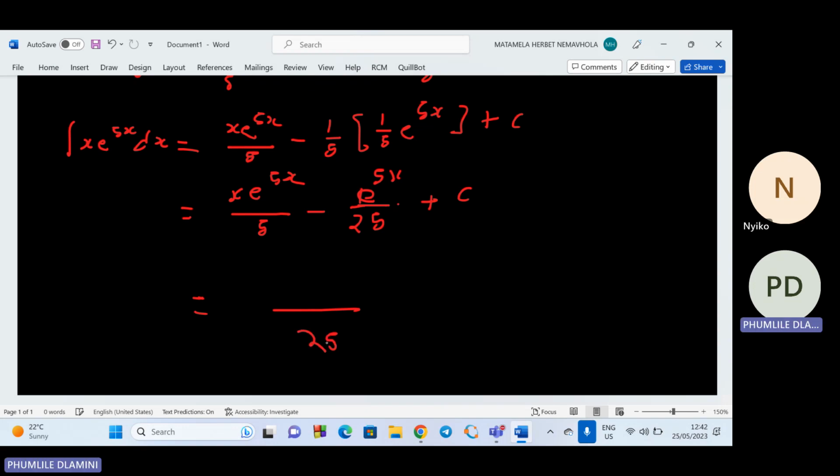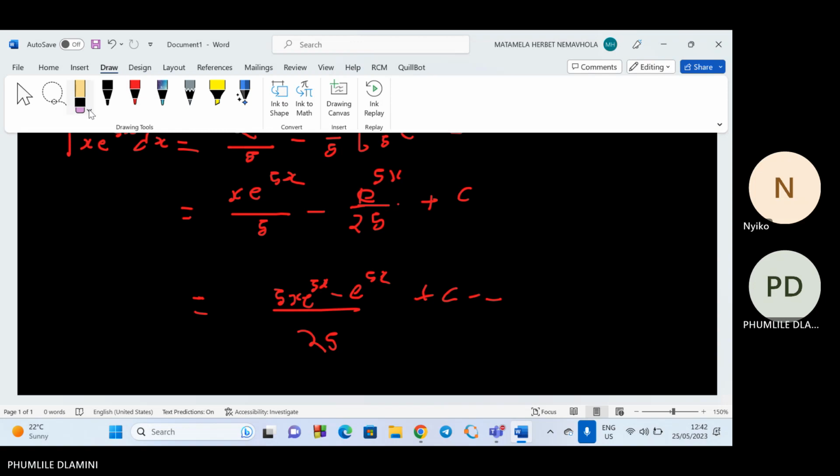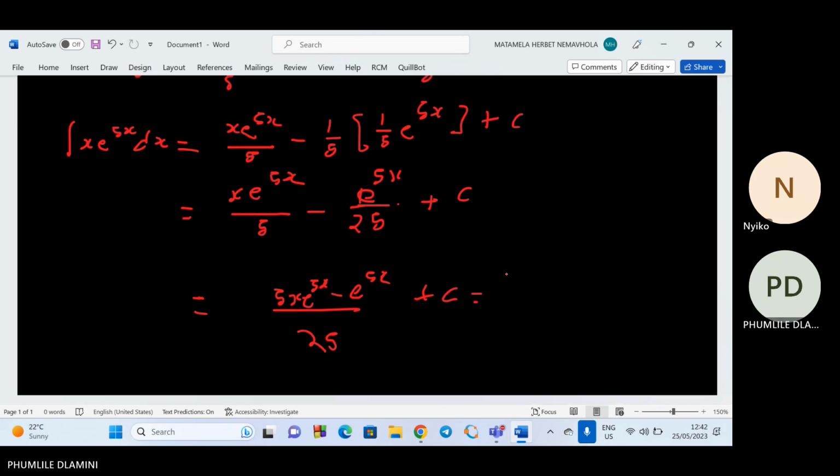If we put 25 here, then 5 is going to be 5x e to the power 5x minus e to the power 5x plus c, which can still be written as e to the power 5x in brackets 5x minus 1 over 25 plus c. So this is how you work this integral.